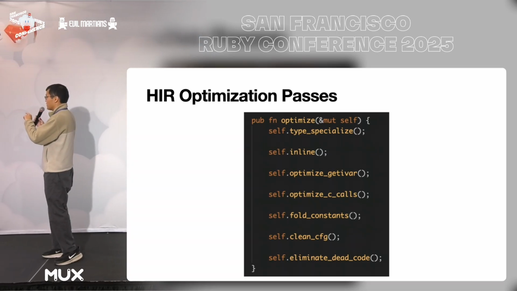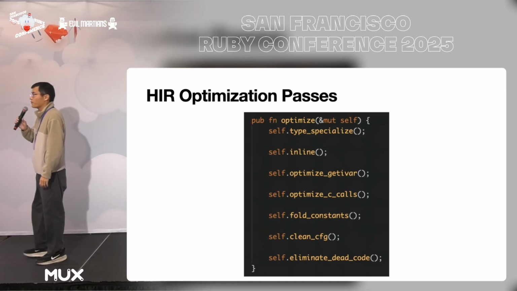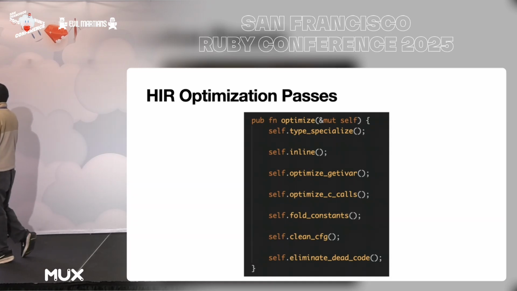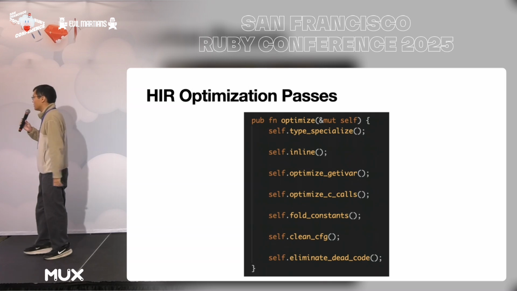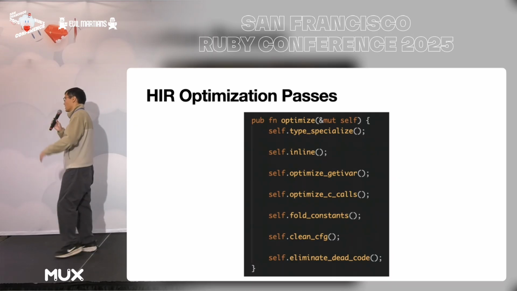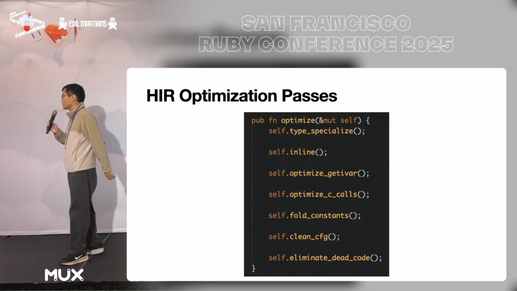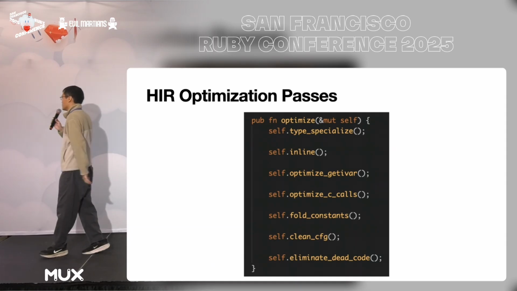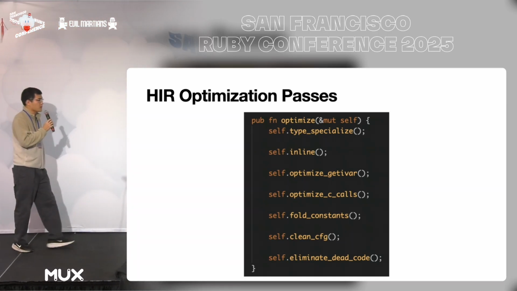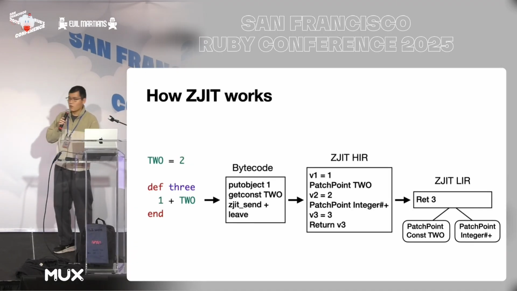Next is the inline pass, where we have some inlining optimizations. YJIT already also has some inlining optimizations, and we kind of copied it, but we plan on extending it to more complicated method inlining. So more to come. We also have optimized getivar, which is just get instance variable, and optimized C calls, which is also an optimization of C calls. Fold constants is the most interesting one, I think, for ZJIT. The thing I showed earlier is just 1 plus 2.